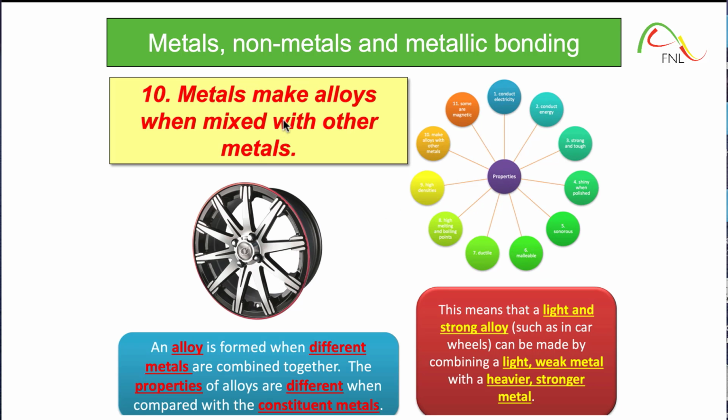Number 10, metals make alloys when mixed with other metals. Now an alloy is formed when different metals are combined together. The properties of alloys are different when compared with constituent metals. So this wheel here of a car, this is an alloy, and the metals are being combined to make it shiny but also very strong.